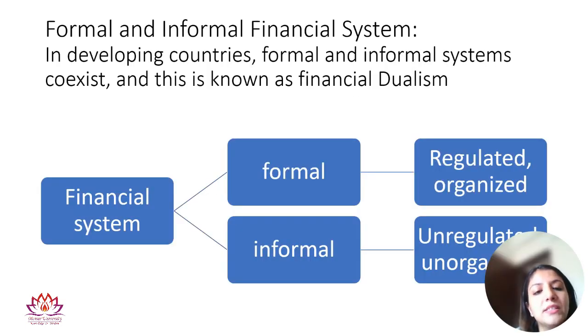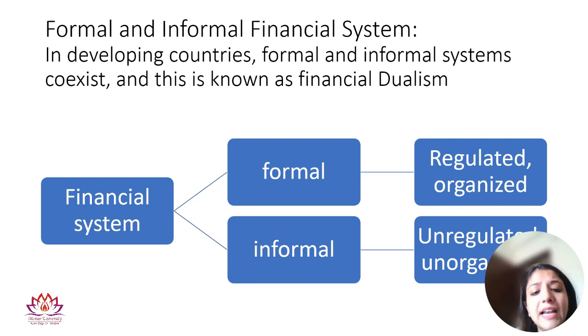Now, as you can see on the slide, financial system is of two types. First is the formal financial system and the second is the informal financial system. In developing countries, formal and informal systems coexist. That is, there is a formal system and also an informal system. This whole process of both formal and informal financial systems existing together is known as financial dualism, which is followed in developing countries.